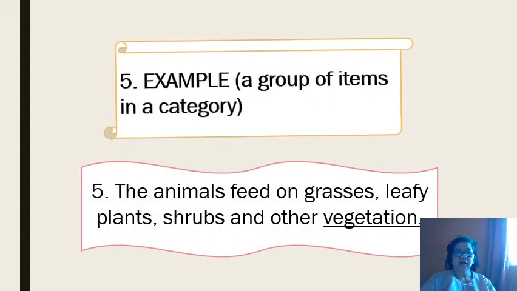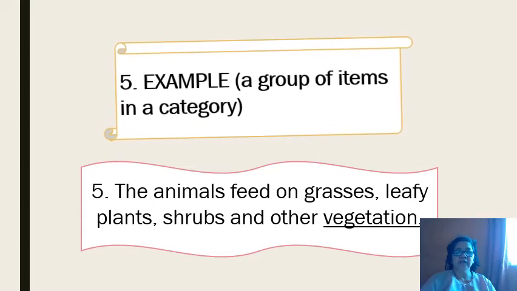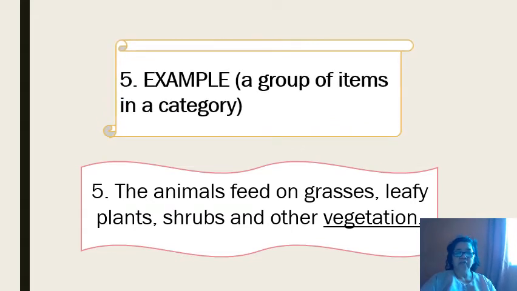The fifth type of context clue is example, which means a group of items in a category. An example of this one is: The animal feeds on grasses, leafy plants, shrubs, and other vegetation. What do you think is the meaning of the word vegetation? The examples or group of items given are grasses, leafy plants, shrubs. In what way are these three words related with one another? So that you can get the meaning of vegetation. That's right, green plants.